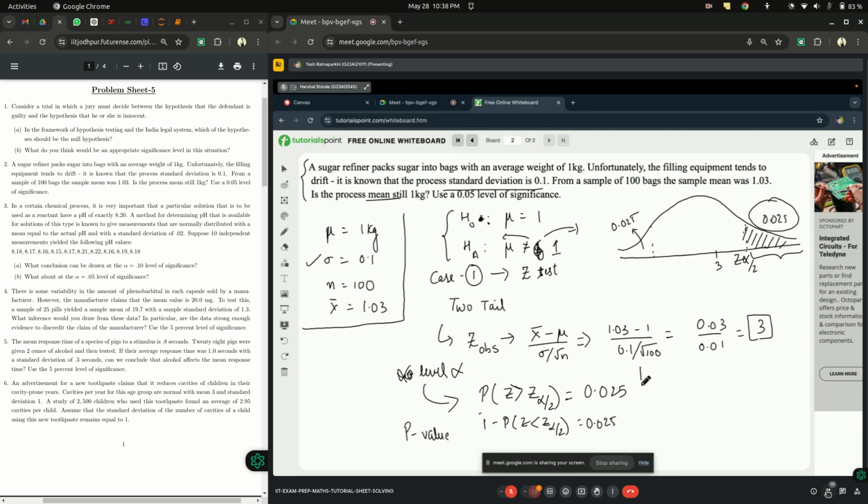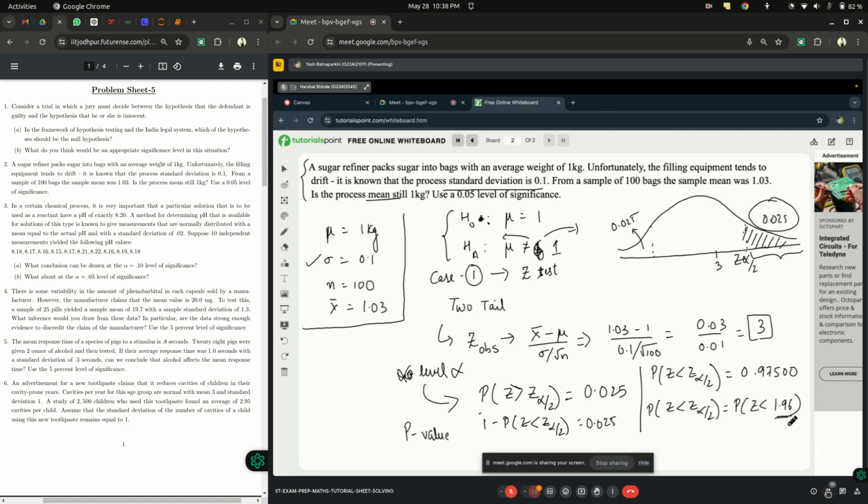Correct? So now what will it be? My probability of Z less than Z alpha by 2 will be equal to 0.97500. In the Z table, can you check and tell me what is the Z alpha by 2 point there? 1.96. Very nice. Guys, you all have got this, right?